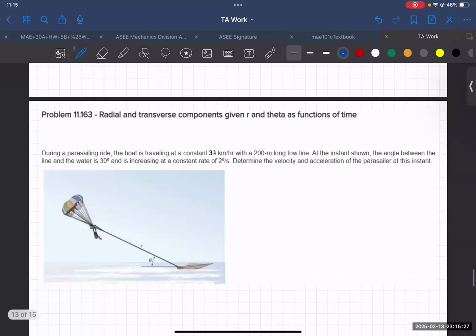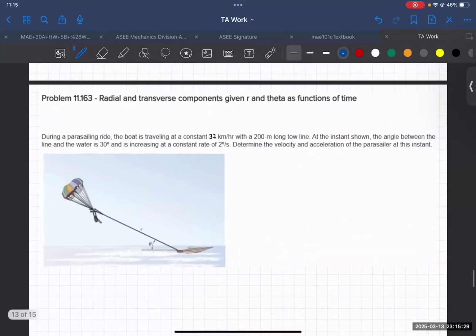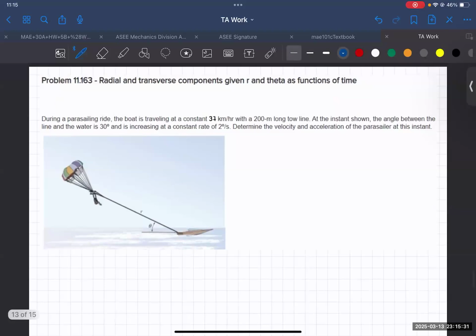Okay, guys, this is problem 4 for homework 4. Radial and transverse components given R and theta as functions of time. So let's first read the problem statement.